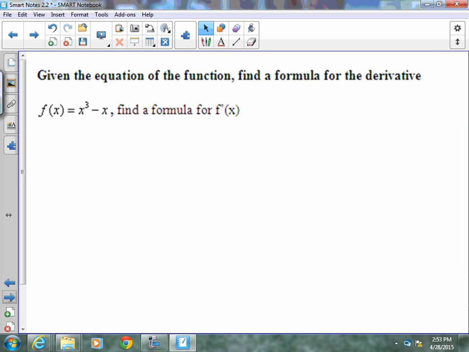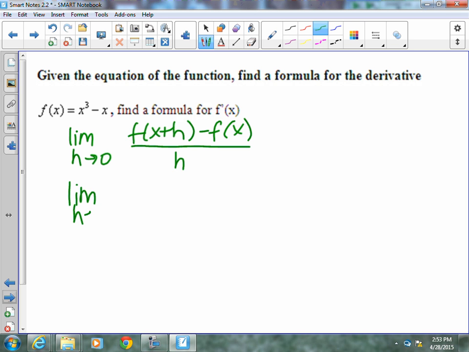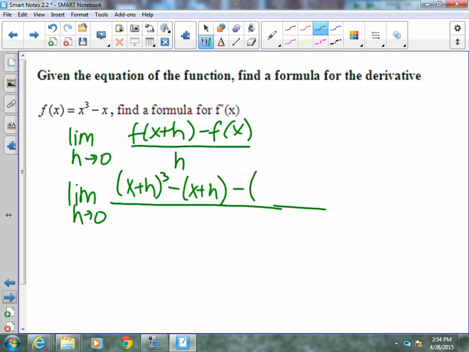On the back, it says, find a formula for f prime of x. Again, how do we find a derivative? It is the limit as h approaches 0 of our difference quotient. f of x plus h minus f of x all over h. So in this case, f of x plus h is going to be x plus h cubed minus x plus h. We're going to subtract f of x, which is just our function. Make sure you put it in parentheses. That negative will need to be distributed.